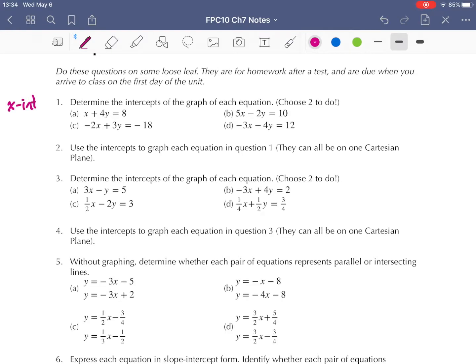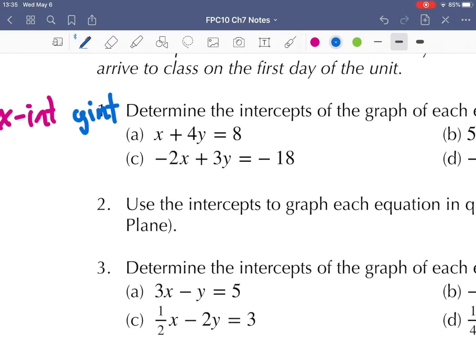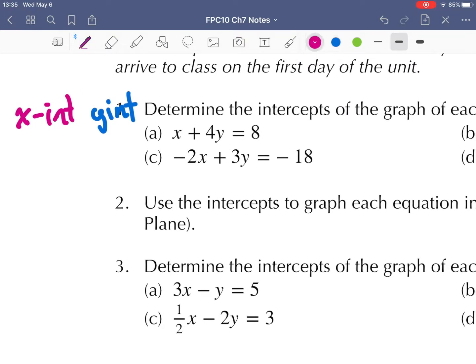So number 1. Determine the x-intercepts for the graph of each equation. So we need to determine the x-intercept. We'll do that one in pink, and the y-intercept in blue. All right, so I'm going to give you the answers for A and C. First off, the x-intercept, you'd find that by substituting 0 in for y and solving for x. You're going to get an x-intercept at 8, 0. This is for letter A. You're going to get a y-intercept at 0, 2.